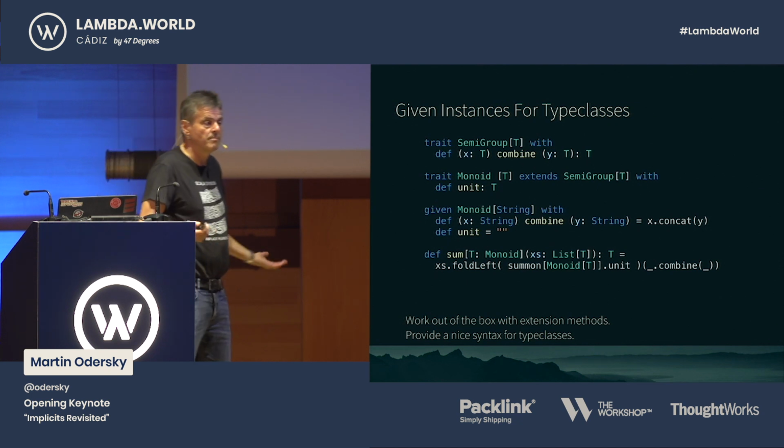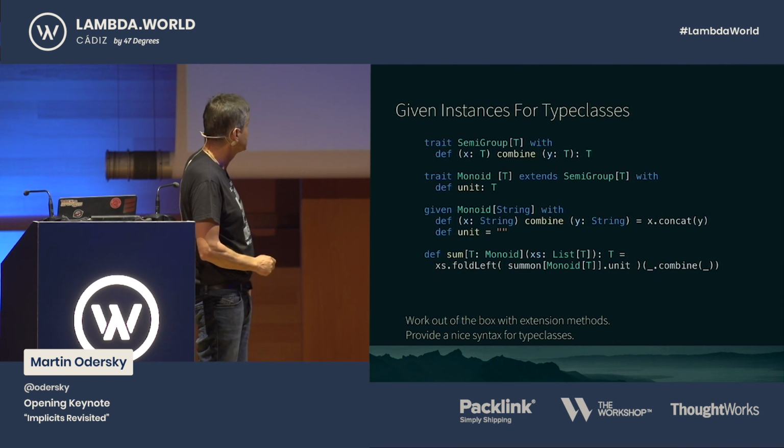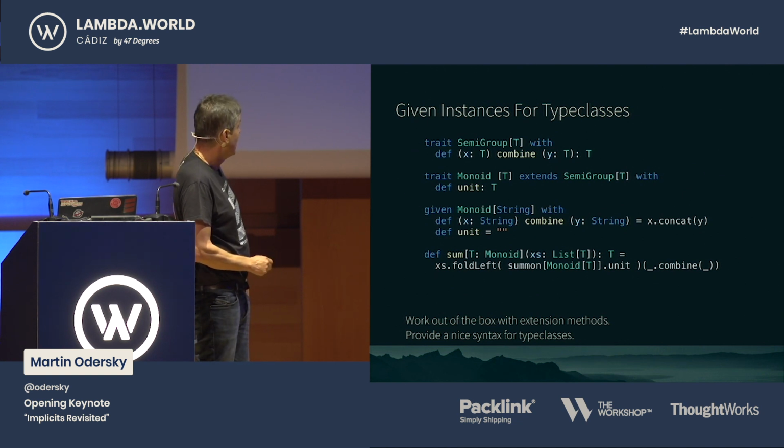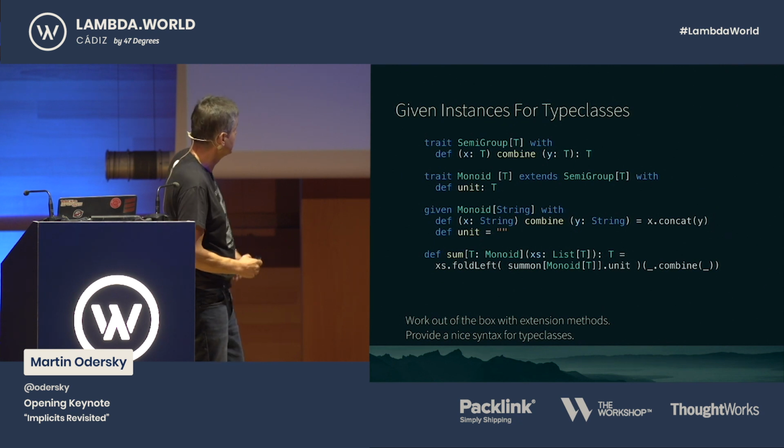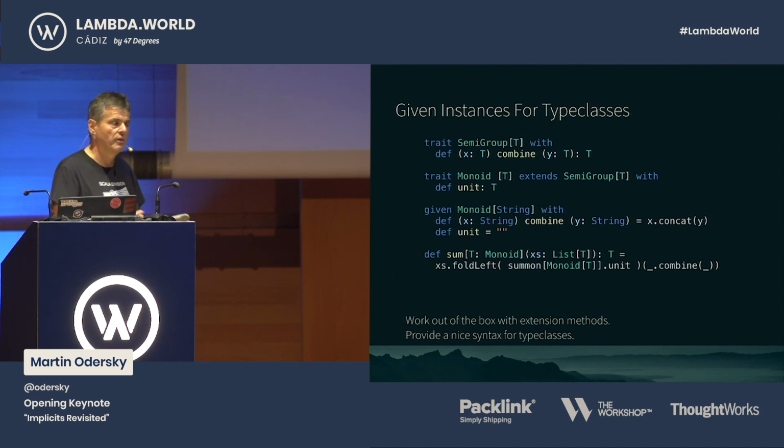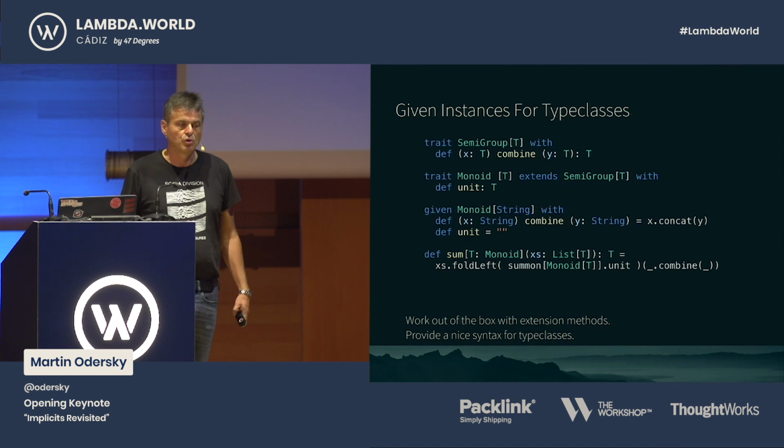And then we could have a sum method that works for all T's that have a Monoid instance, and it sums essentially all the elements of a list of T. So that would be a fold, and we start with the unit value of the monoid, and we combine with combine. So the summon method here gives us essentially the given instance for the type that we specified here. So you see it's actually a very quiet and nice syntax for type classes if you compare to what you had to do now.